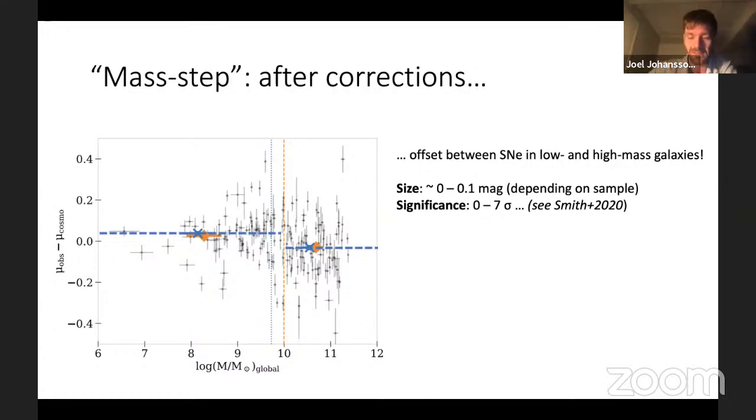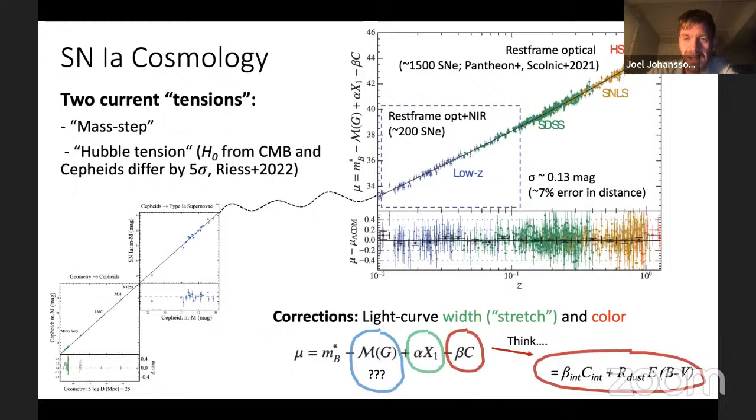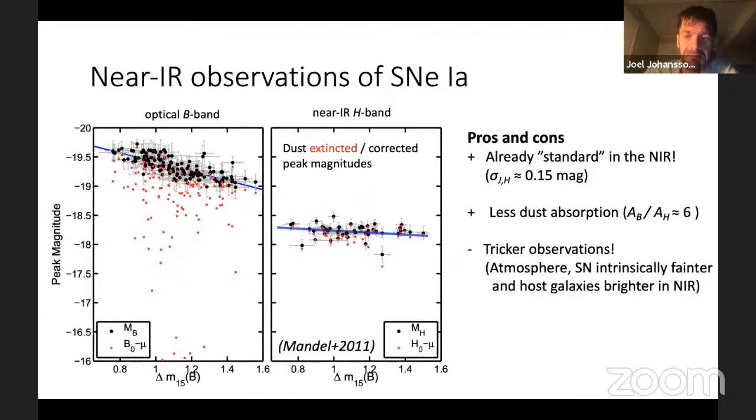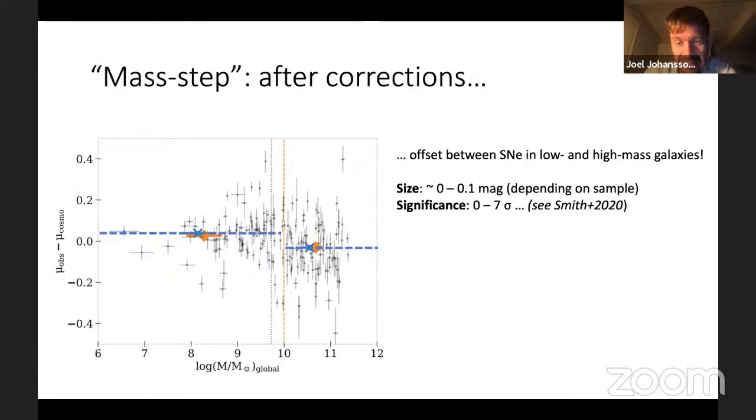So I can step one step back. I mentioned you have this Hubble diagram, and you have some scatter here of about 0.13 magnitudes. But if you take all these supernova and divide them up in two bins, you put all the supernova in massive galaxies, above, let's say, 10 to the 10 solar masses, in one bin, and you put all the supernova in the low mass galaxies in another bin.